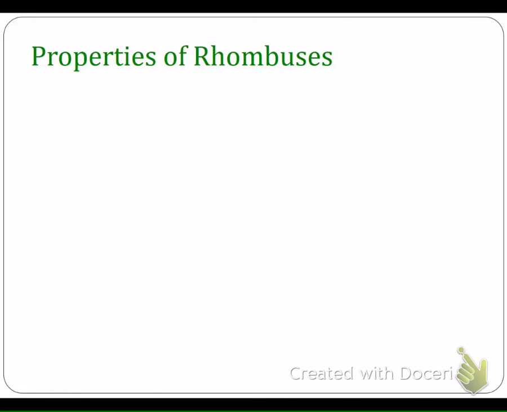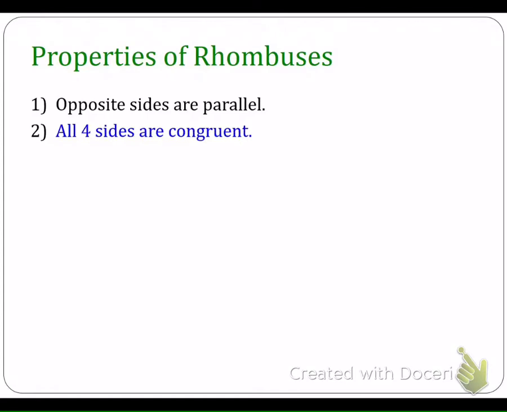All right, here are the properties of a rhombus. Opposite sides are parallel. So a rhombus is a parallelogram. So everything we learned last week about parallelograms, opposite sides congruent, opposite angles congruent, diagonals bisect each other, all that stuff is still true. Okay? So the opposite sides are still going to be parallel. Instead of opposite sides congruent, technically opposite sides are still congruent, but all 4 sides are congruent. All right, and just like any other parallelogram, the opposite angles are congruent.